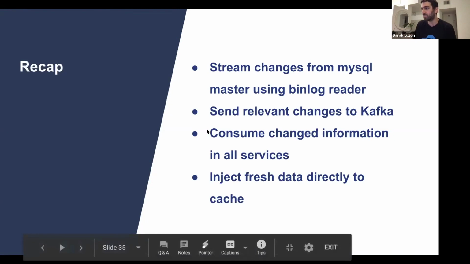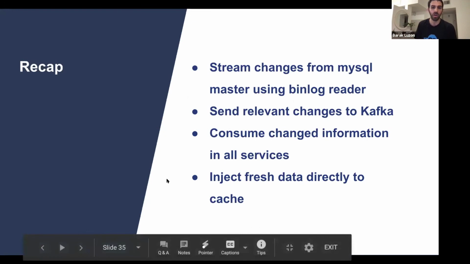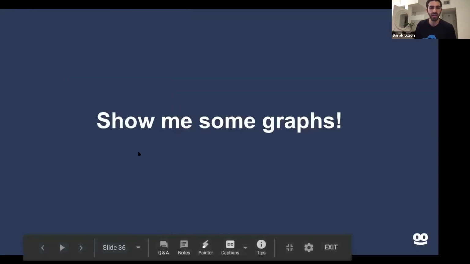All right, so I think these are all the questions. So just to recap what we had here, we are streaming changes from MySQL master using the binlog reader that we have, and we send only the relevant changes to Kafka, anything that we want to track. We consume the change information in all services. These are not only front-end recommender services. Many of our back-end services are actually reading these changes, and we inject the data directly to cache, and therefore saving a lot of load.